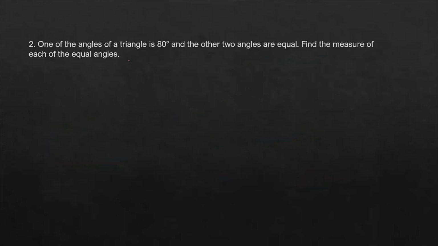Question number 2. One of the angles of a triangle is 80 degrees and the other two angles are equal. Find the measure of each of the equal angles. We have to find the value of two angles. Here it's a triangle that's given. If this one is 80 degrees and these two angles are equal, then let's suppose these two are x. So we can say that 80 plus 2x is equals to 180 degrees through angle sum property of a triangle.